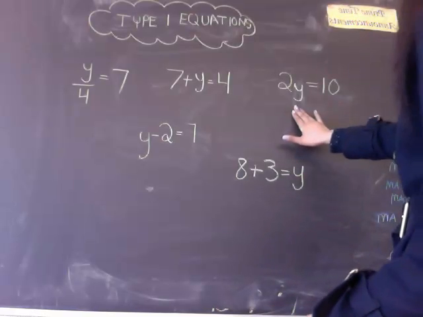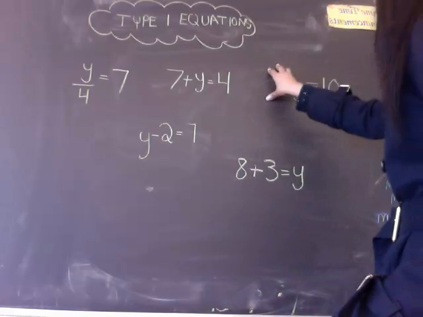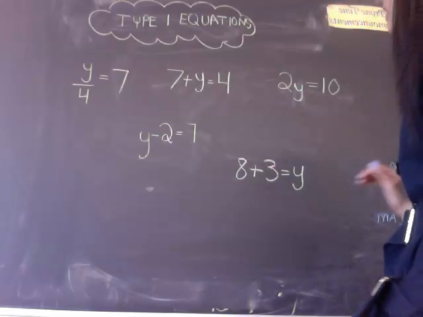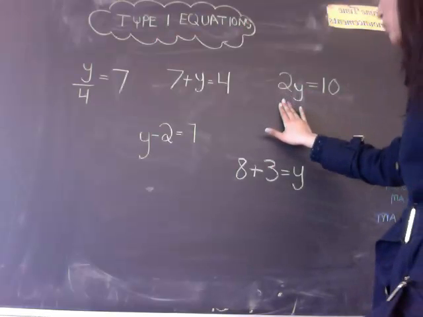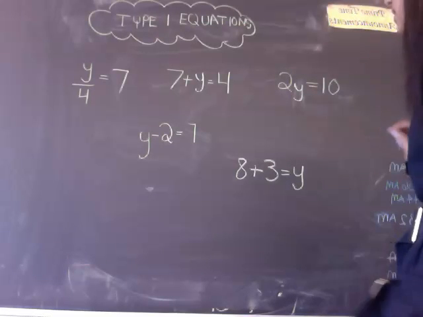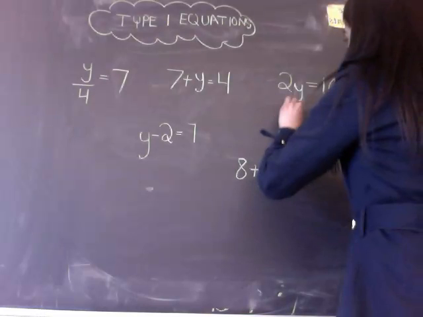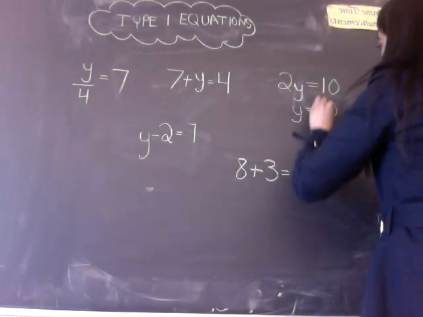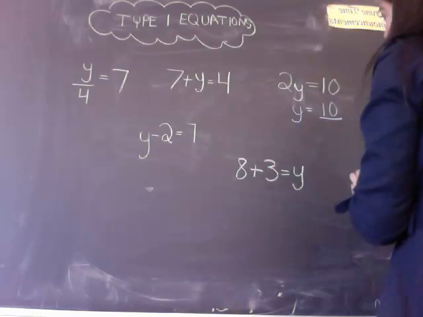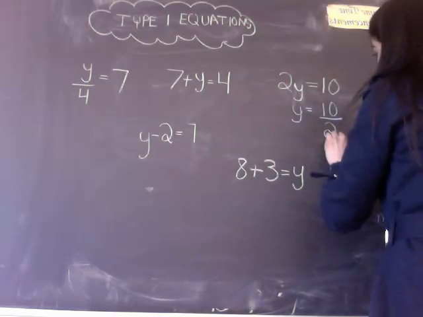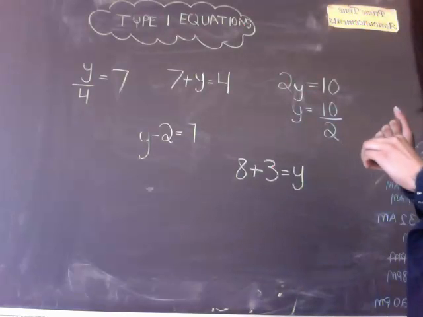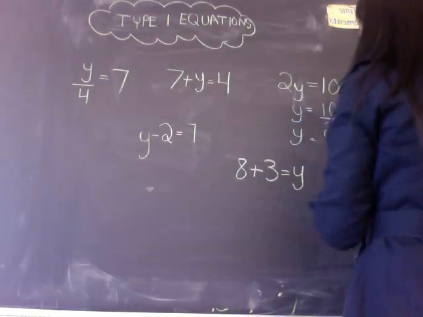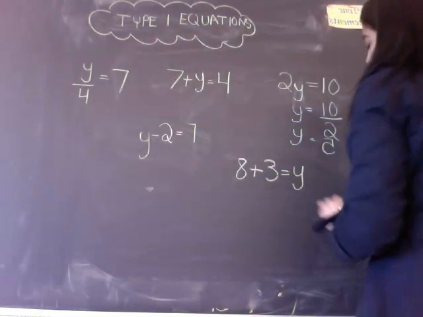So here we're going to solve for y. You want to bring the 2 to the other side of the equation. Because you are multiplying on this side, 2y, you want to do the opposite to bring it to the other side. So we leave y here, and we bring the 2 to the other side. Instead of multiplying by 2, you divide by 2, and your answer, y, is 10 divided by 2, which is 5.